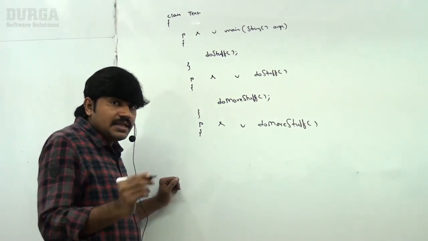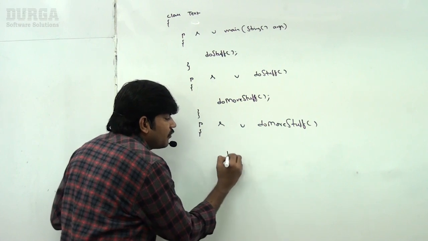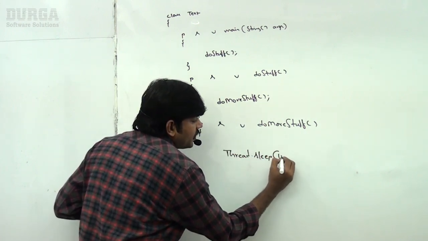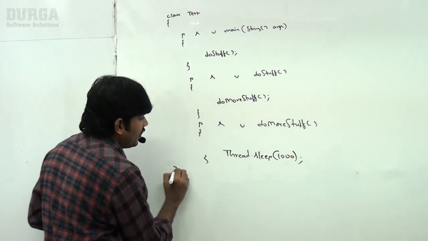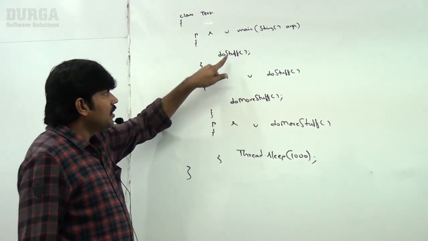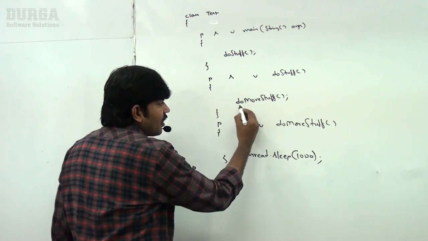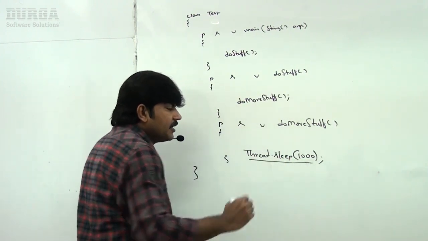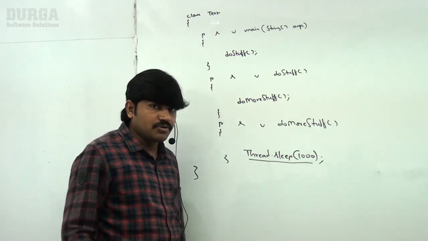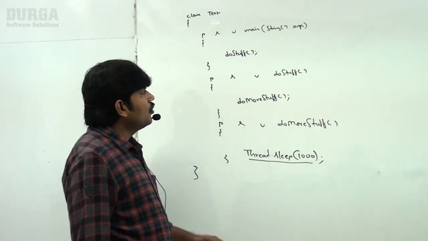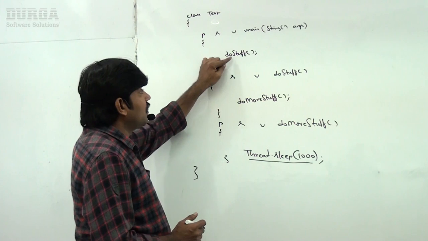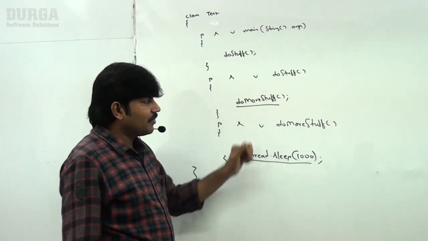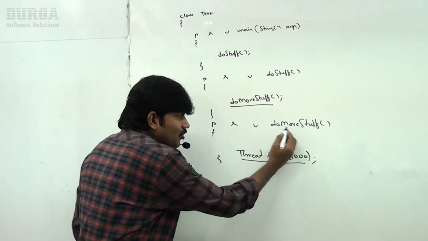Here observe, inside doMoreStuff I'm writing the code Thread.sleep(1000) milliseconds. The main method calls doStuff, which calls doMoreStuff, which is just executing Thread.sleep of 1000 milliseconds, right? Now observe, who is the caller of doStuff? The main method. Who is the caller of doMoreStuff? doStuff. And who is the caller of the sleep method? doMoreStuff.